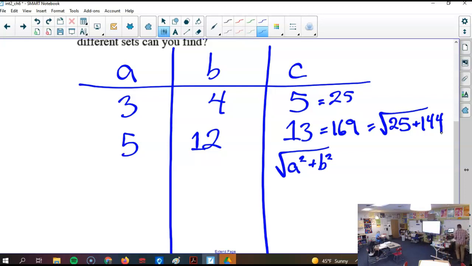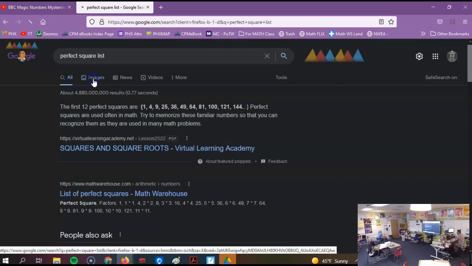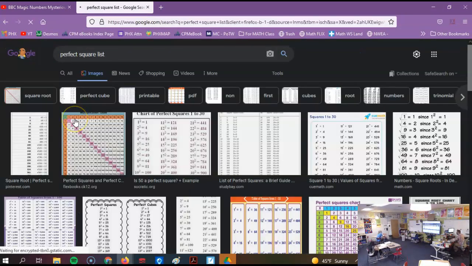Babylonians didn't have Google, but we sure do. You all can just search up perfect squares. Yeah, you can just look up a list of Pythagorean triples. No, I can't. Yeah, you can. No, I can't. I tried. My computer said no. Okay, good stuff.